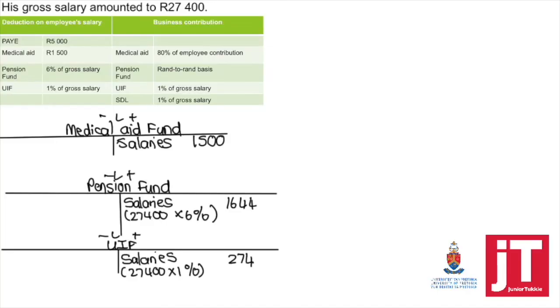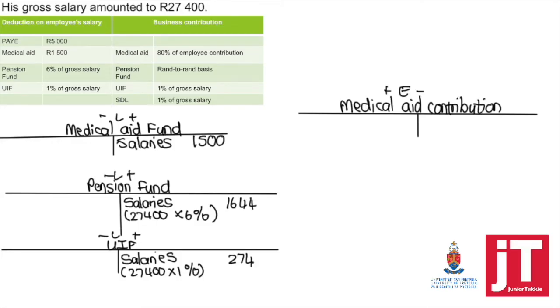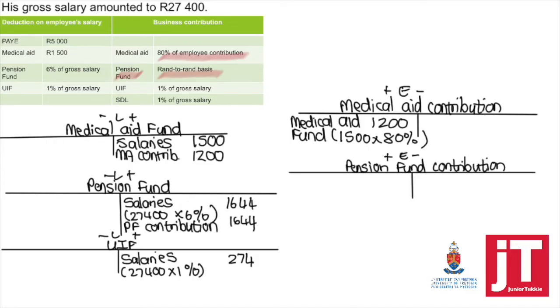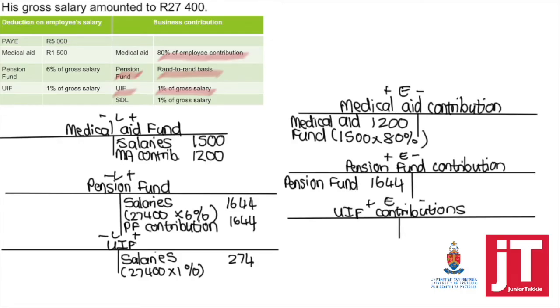To show the contributions, if we start with the medical aid, 80% of the employee's contribution, it means we have to take 1,500 times 80%. That equals 1,200. It's always added to the fund account. Pension fund is on a rand for rand basis, so whatever was deducted will be contributed. Pension fund is credited. Pension fund contribution is debited. UIF, 1% of the gross salary, so it's the same as which is deducted. So if 1% was deducted, 1% is contributed the same amount, UIF is credited, and UIF contributions will be debited.